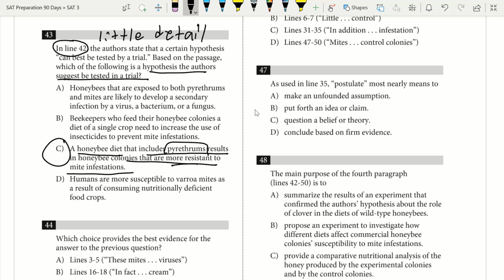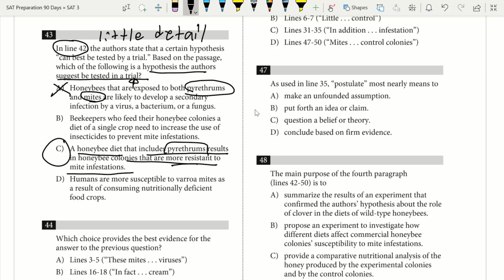As far as A, we'll go ahead and explain why A is incorrect. A says honeybees exposed to both pyrethrum and mites are likely to develop a secondary infection by a virus. Well, if we're exposed to pyrethrum and mites, those pyrethrum are going to help fight those mites off. They might not fight them off for sure, but this is not the trial that we're talking about. We don't talk about a trial in which they get both mites and pyrethrum.